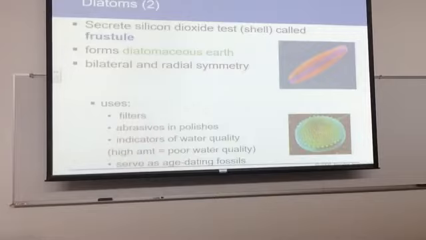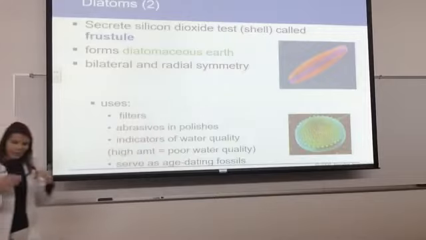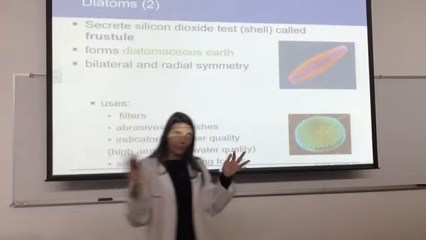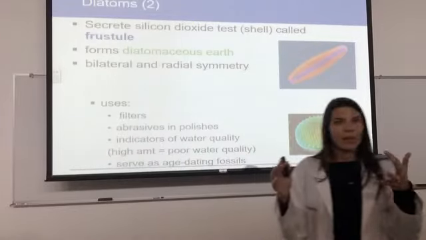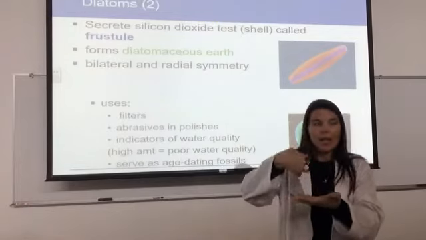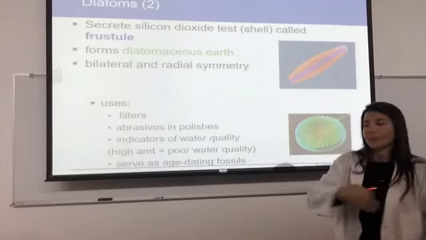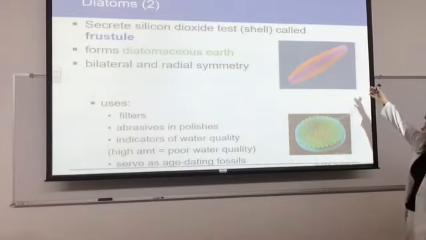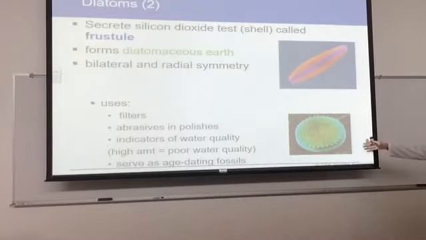What is bilateral? Same on right and left side. What is radial symmetry? Like a round, like a pie type thing. So every slice is the same. So of course you can see here bilaterally symmetric, radially symmetric.